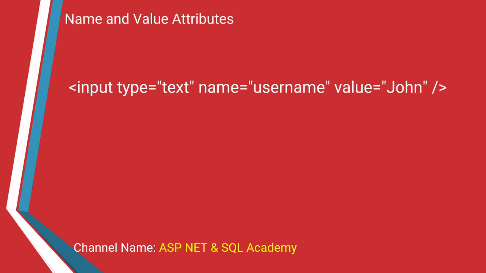The name attribute gives the input a label for the server to read. The value sets the default input value. Together, they help identify and pass user input to the server.